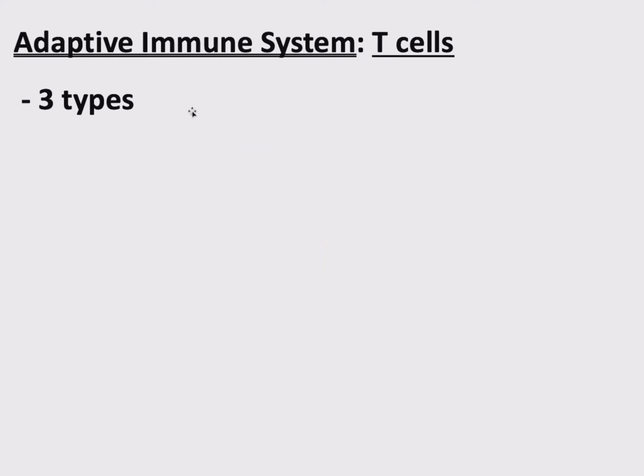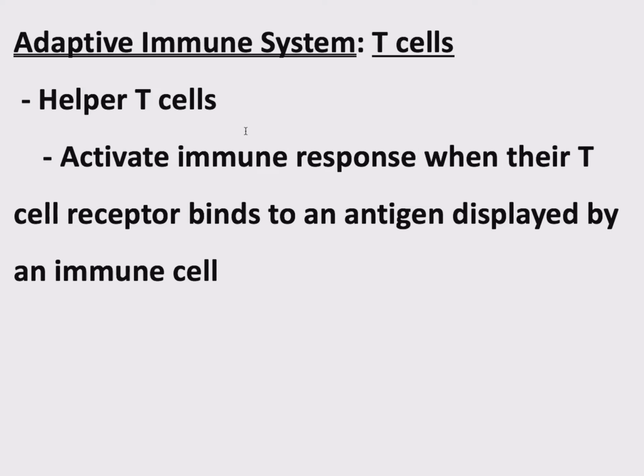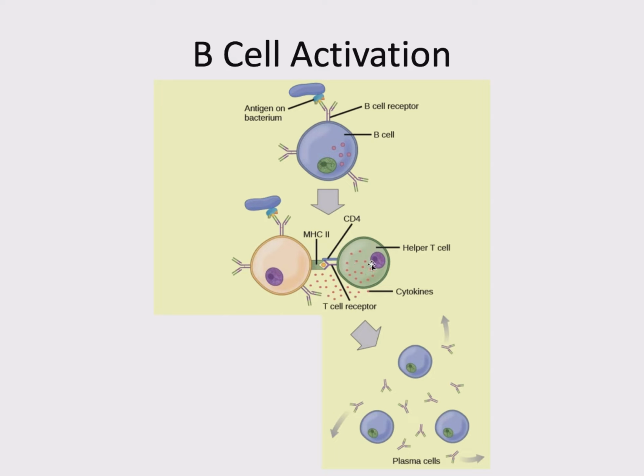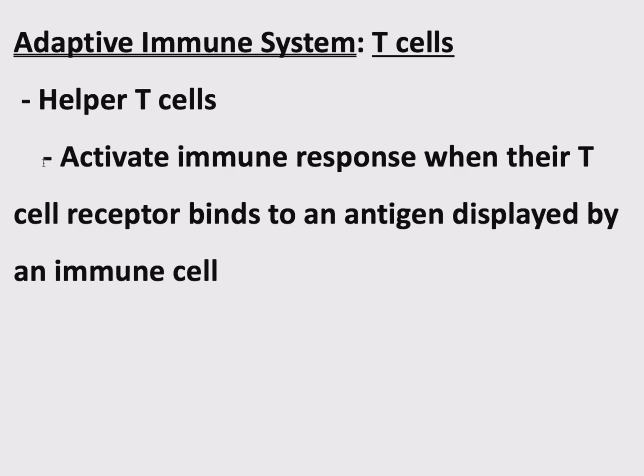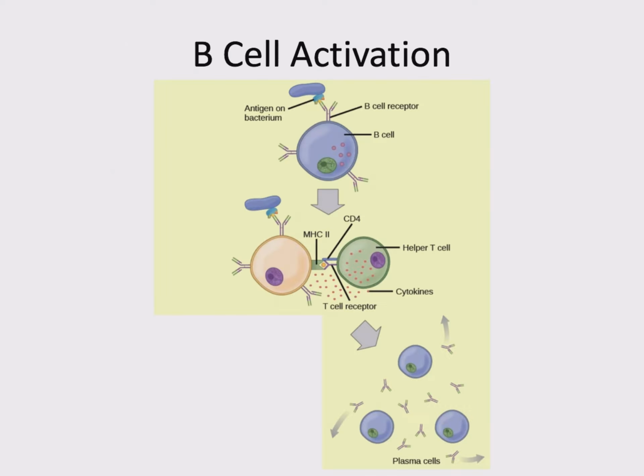So there are three types of T cells. The first one I want to look at is helper T cells. That should sound familiar. We already talked about this when we were talking about activation of a B cell into a plasma B cell. So this is easy. The job of helper T cells is to activate an immune response when their T cell receptor binds to an antigen displayed by an immune cell. That's exactly what we saw here. So here's the T cell receptor on this helper T cell.